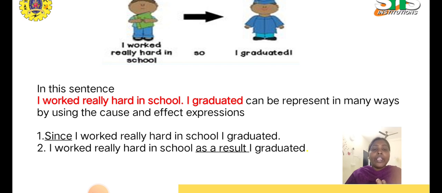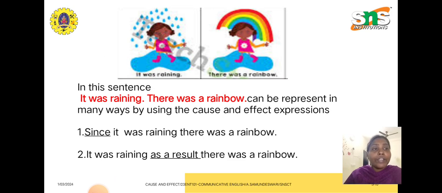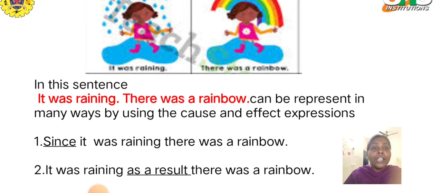So in this way you can make a sentence of your own. So next we are going to see another example. Here you can see two images: it was raining, there was a rainbow. In this sentence we are going to connect expressions such as as a result, therefore, consequently, and so on. Just look at the answers below. It was raining, as a result there was a rainbow.